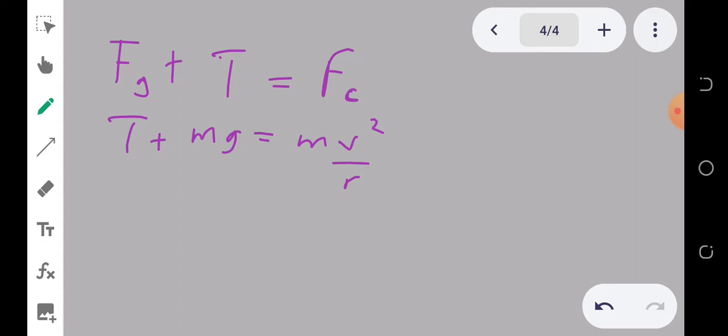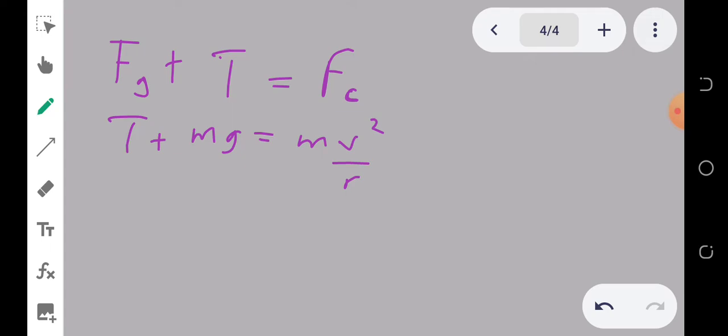So you're going to notice that the value of the tension force depends on the velocity here. The lower the velocity, the lower this value will be. So at the minimum value of the ball's speed, the tension force will be zero. That means the tension force will have to be zero.